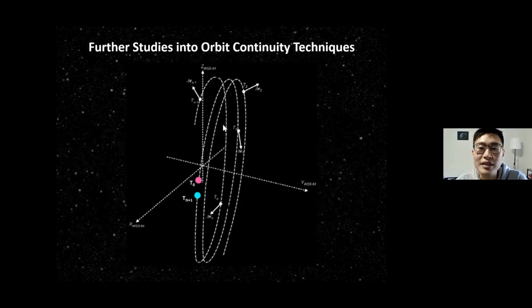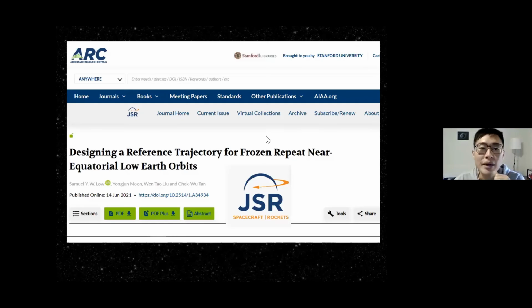And we did a study on these optimization routines and how we can put them together. After doing the optimization, we did an orbit filtering technique that bridges this together into a continuous trajectory, so there is no deviation over time. This was just published 2 months ago: designing a reference trajectory for frozen repeat near equatorial low Earth orbits.